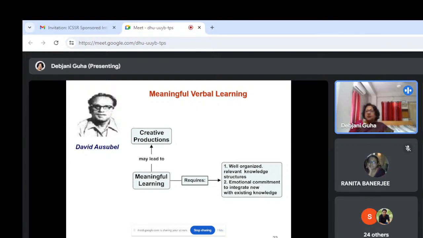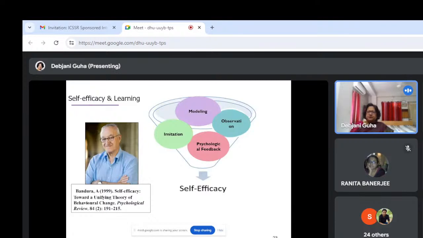After that, we get David Ausubel, who told about meaningful reception learning. It is very important for constructivism. And after that, he has given the advance organizer model. I'm not clarifying much.